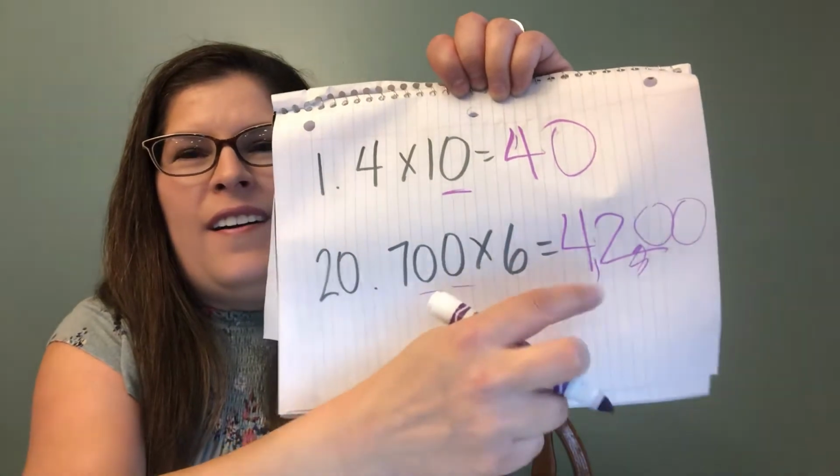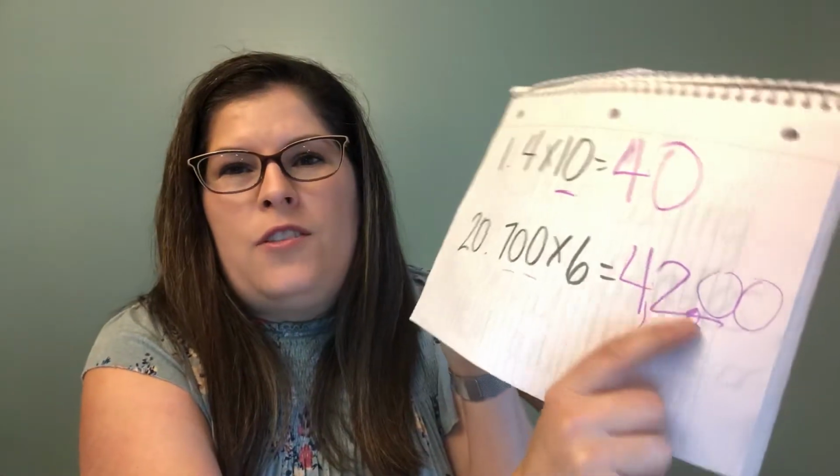So our comma. I was having a hard time coming up with the word for that. So our comma goes right after that first digit. So there's 3 digits in between each comma.